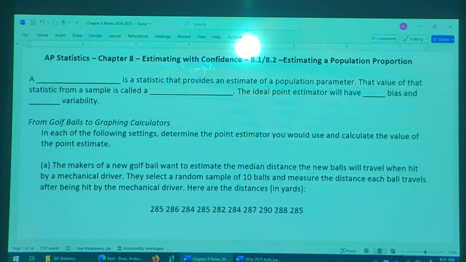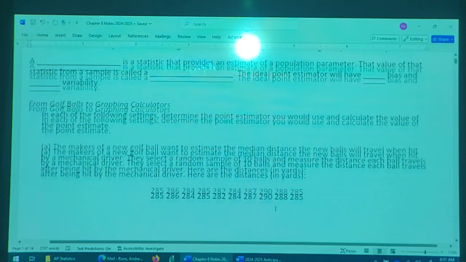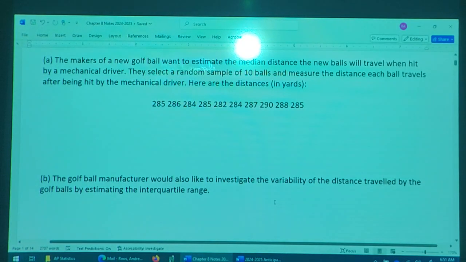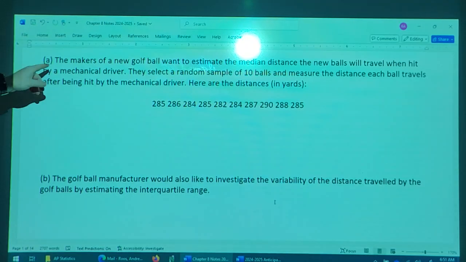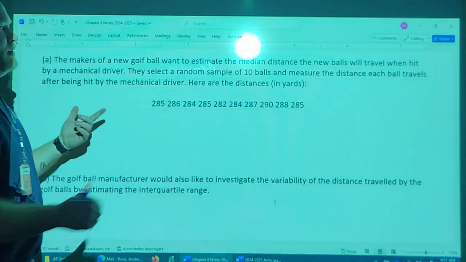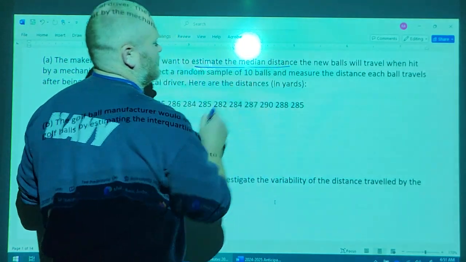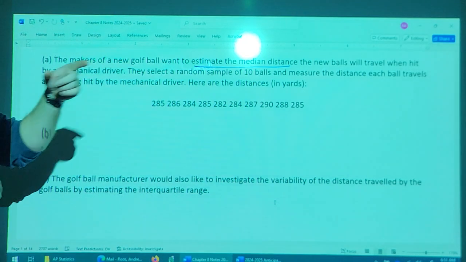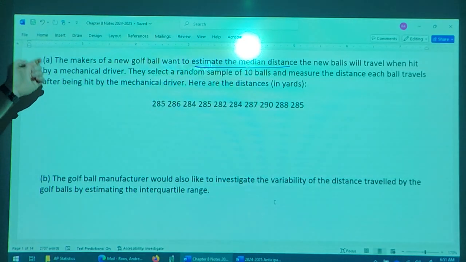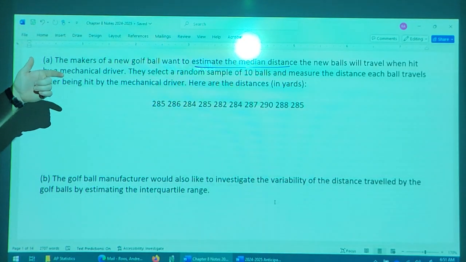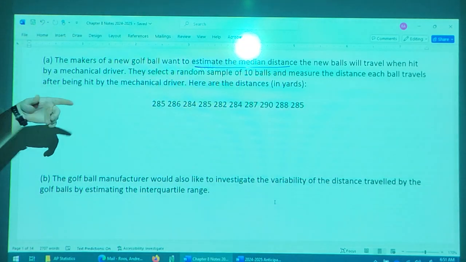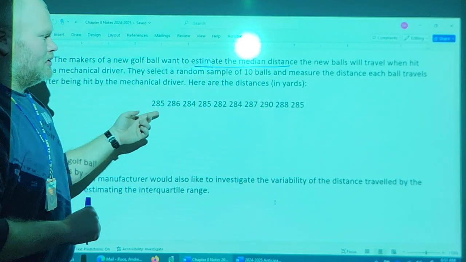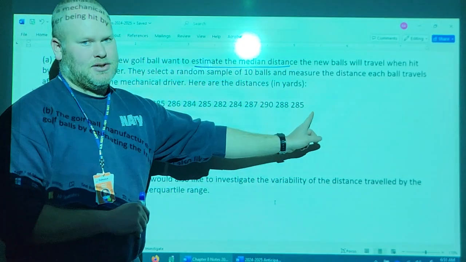All right, so we're just going to go through a couple real quick examples. We're just going to identify the point estimator. So makers of a new golf ball want to estimate the median distance. That's the number, the population number they want to know, that the new balls will travel when hit by a mechanical driver. They select a random sample of 10 balls, measure the distance each ball travels after being hit by the mechanical driver. So here are the distances in yards. So these are the sample distances.